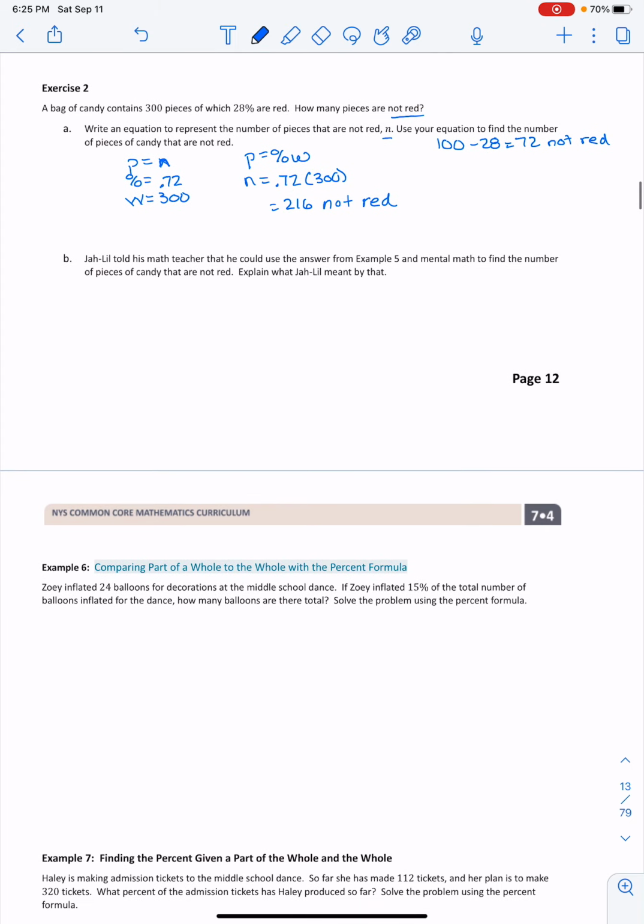The next question says in B, Jalil told his math teacher that he could use the answer from example 5, which is 84, and mental math to find the number of pieces of candy that are not red. Explain what Jalil meant by that. Well, he figured he could take the 84 and subtract that from the 300.